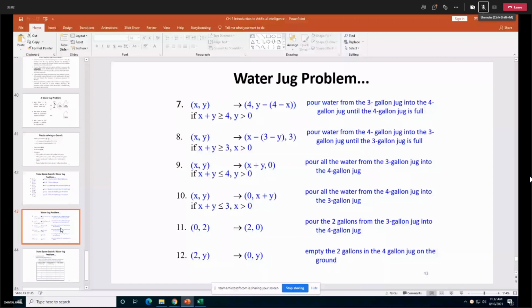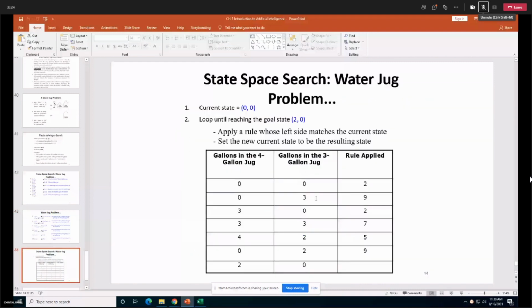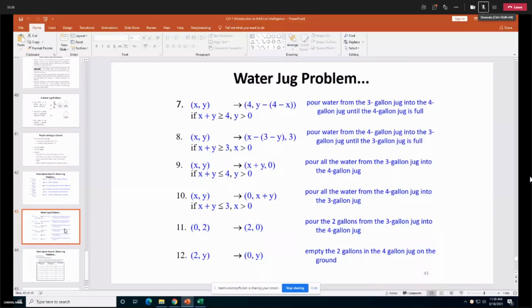So the next rule is x plus y less than 4, and y greater than 0, yes. So this 9th rule is applicable to my current state, 0, 3. So I'm applying the 9th rule over here. The 9th rule says to pour all the water from the 3-gallon jug into the 4-gallon jug. So we pour the water from the 3-gallon jug to the 4-gallon jug.